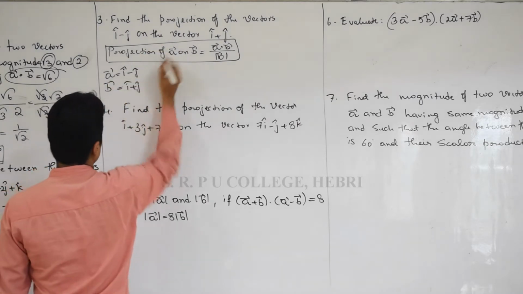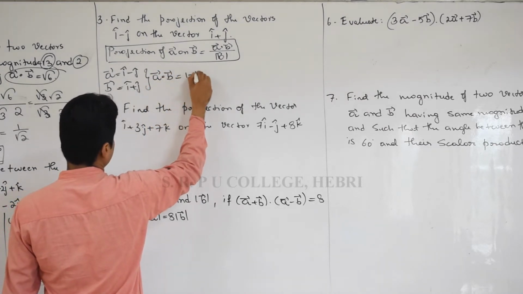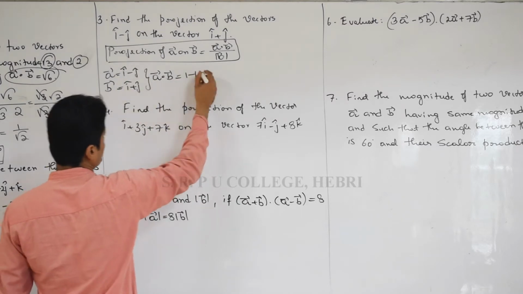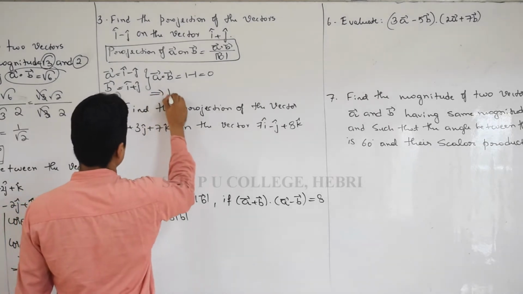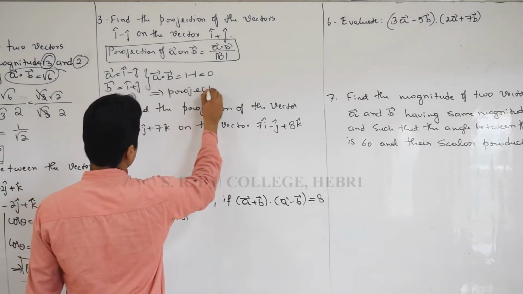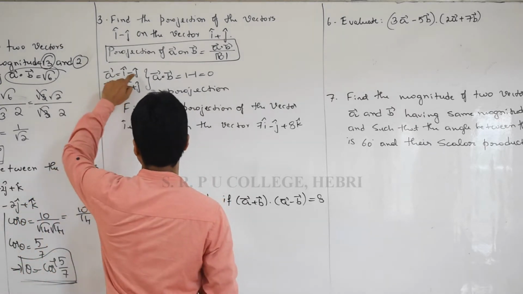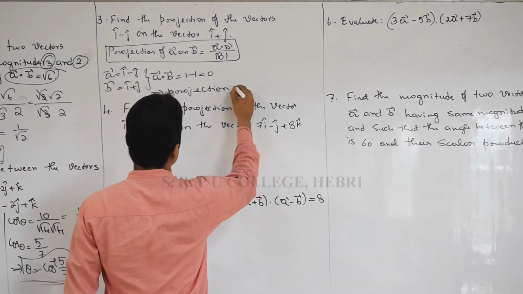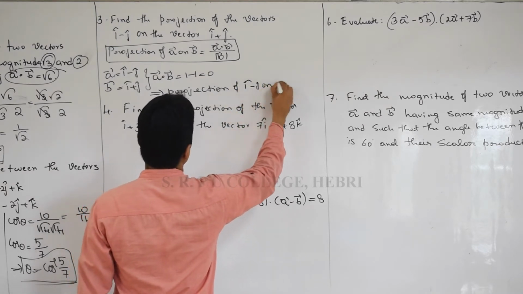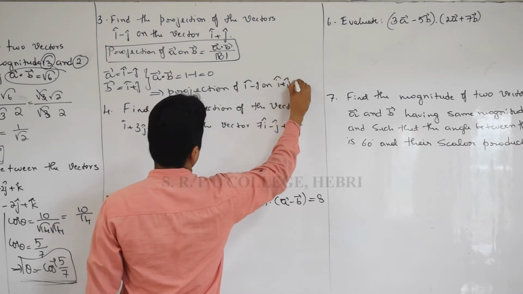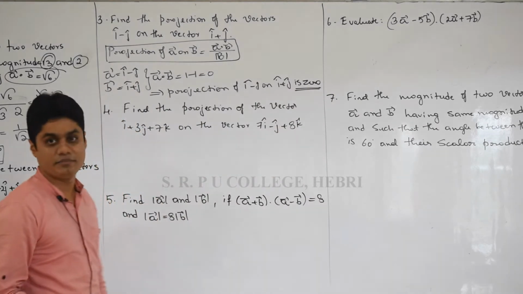So what is required first? A dot B. What is A dot B? 1 plus 1 minus 1, 1 minus 1 is 0. This is simple. So A dot B is 0. Definitely, what is the answer for the projection? No need to find the magnitude, because if A dot B is 0, they are perpendicular. 1 into 1 minus 1 into 1, 0. So the projection of i minus j on i plus j is 0, because 0 divided by something will definitely be 0.